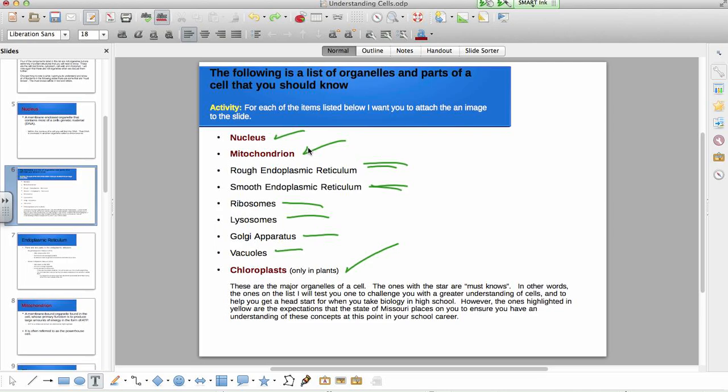Again, you need to know all of them, but you need to hang on to and really know with emphasis the nucleus, mitochondria, and chloroplast. Okay, so that concludes part 2 of this. And if you have any questions, shoot me an email or anything like that. Again, don't forget to download this and place the organelles on the slides. Hopefully, this will help you a little bit with the understanding.